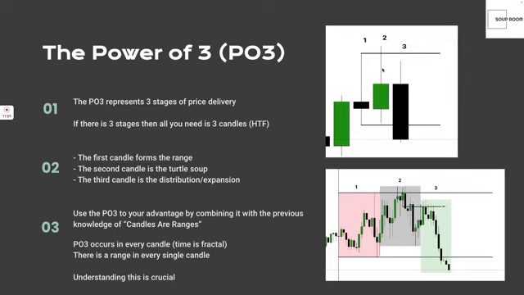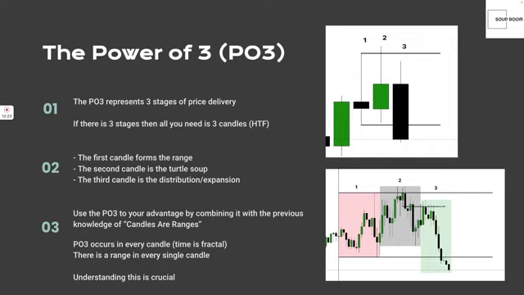The power of 3, PO3, or as some like to call it, AMD. The power of 3 represents 3 stages. Of what? Of price delivery. This means there is 3 candles. And that is it. 3 candles. That is all you need, first off, to understand the power of 3, and secondly, to trade for the rest of your life.